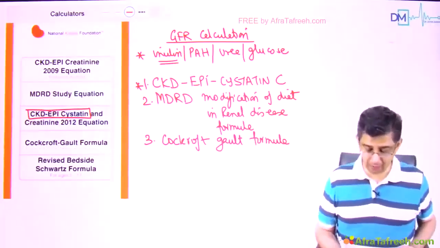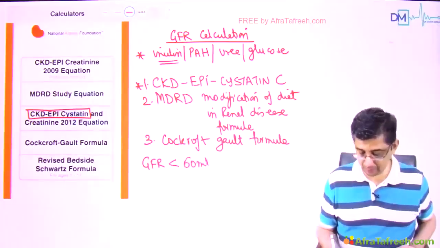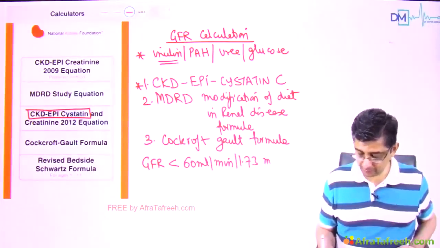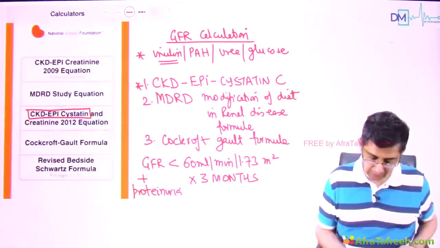If the glomerular filtration rate of the patient is less than 60 ml per minute per 1.73 meter square of body surface area, for 3 consecutive months, obviously with evidence of proteinuria as well, then I will say that the patient is having CKD, that is chronic kidney disease.